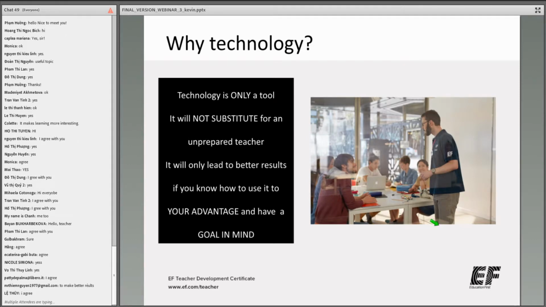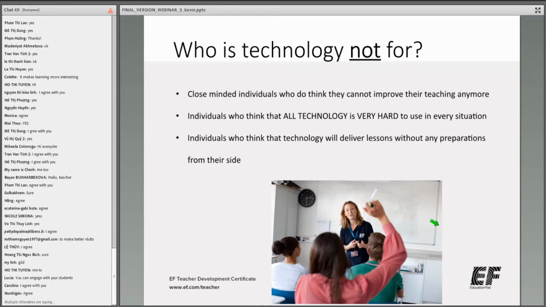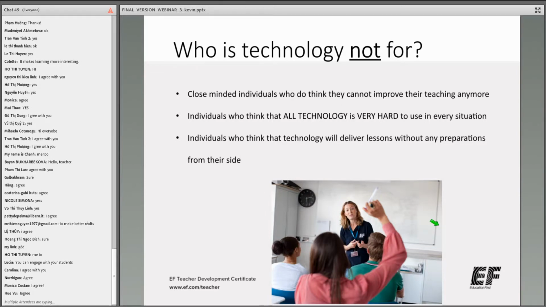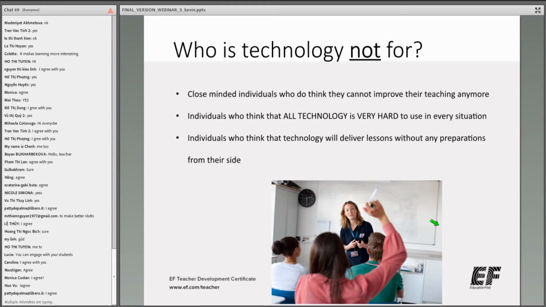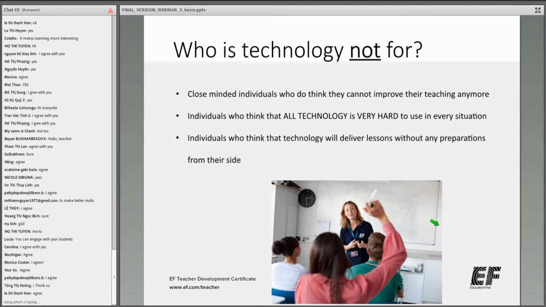And before we really get into it, I also want to cover who technology is not for. So who is it not for? I have three categories of people that should not use technology. The first are the close-minded individuals who think that they cannot improve their teaching anymore. They've reached a certain level and they think that their teaching cannot go above that, cannot get better than that.